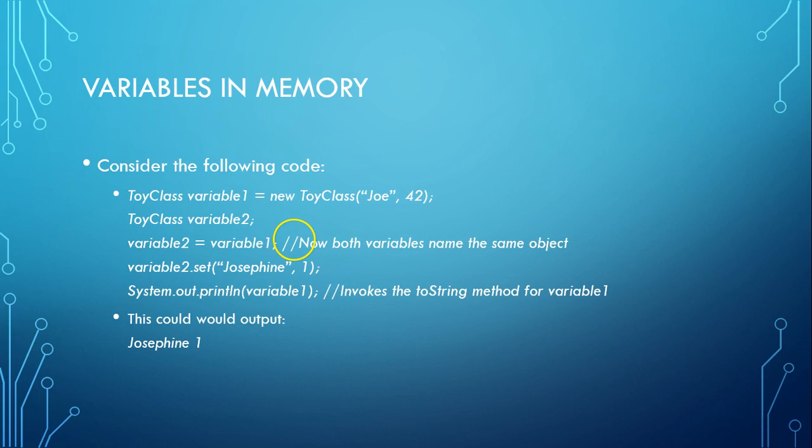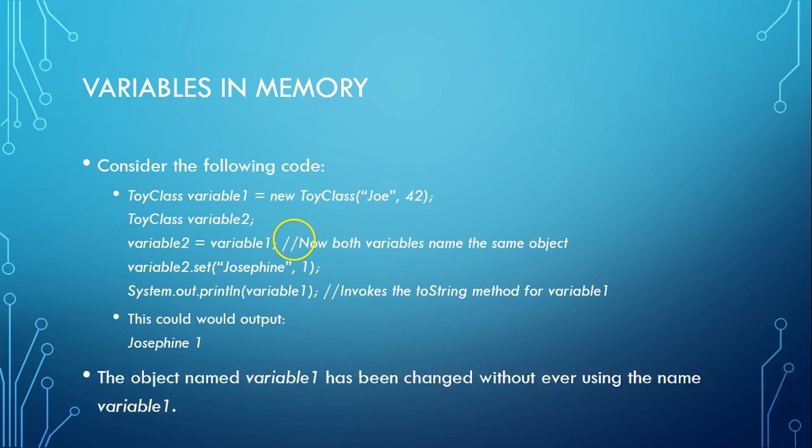Remember, with a primitive type, that wouldn't be the case. Variable 1 would still say Joe 42. But this is not a primitive, this is a class object. And because you set them equal to each other, they now reference the same memory address. So the object variable 1 has been changed without ever having used really the name variable 1.